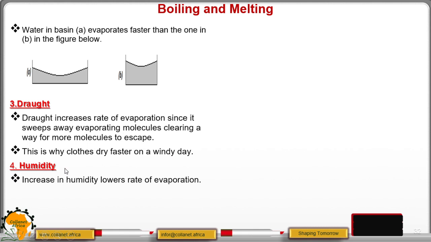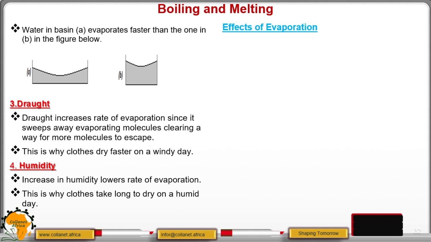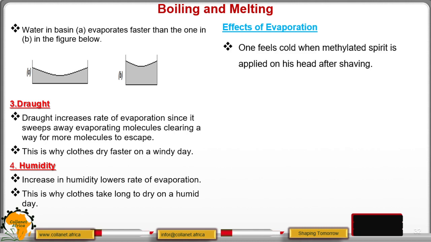Then we have humidity. An increase in humidity lowers the rate of evaporation. And that is why clothes take longer to dry on a humid day. When we talk of humid, we are talking about higher levels of water content in the atmosphere. So if it is so cold and there is a lot of water in the atmosphere, then your clothes will take longer to dry. Then from there we have the effects of evaporation.